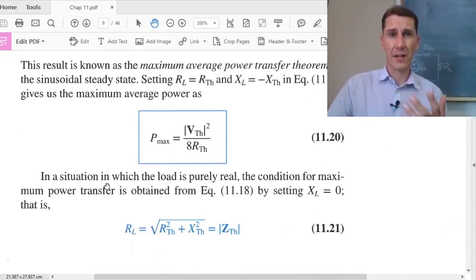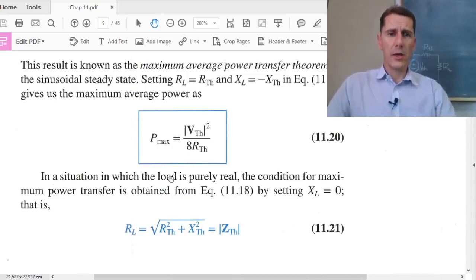In other words, XL is already 0. So in a case where the load is purely real, only resistive, and XL is 0, then your load resistance must become the magnitude of Z Thevenin.